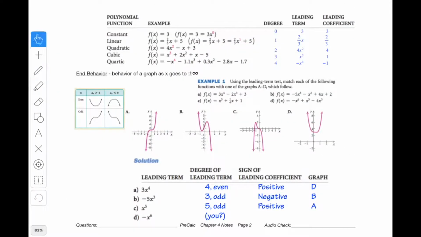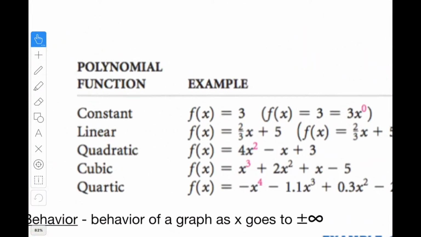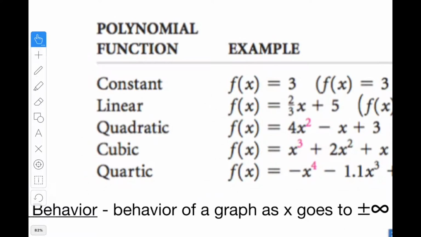So let's make sure we understand our terminology. We've got a constant function here where it's just f of x equals 3. That's constant. It's going to be a flat line. Linear, it's going to be a straight line. You recognize this y equals mx plus b, where the exponent is just 1. The degree is 1. The quadratic, where the degree is 2; cubic, where the degree is 3; quartic, where the degree is 4. And it keeps on going up.